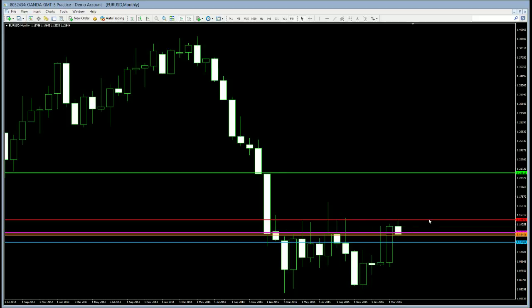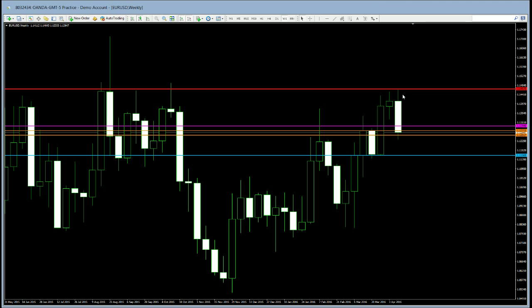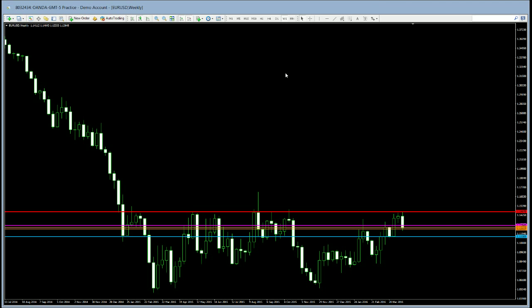So the first line, the red line, let me make it slightly bigger so you can see. So the red line is at 1.1467. Okay, the red line is a resistance based on the monthly and the weekly chart. You can see the weekly chart here. It's much clearer. You can see the resistance here, and the big drop here earlier, and here. So this line is pretty strong.